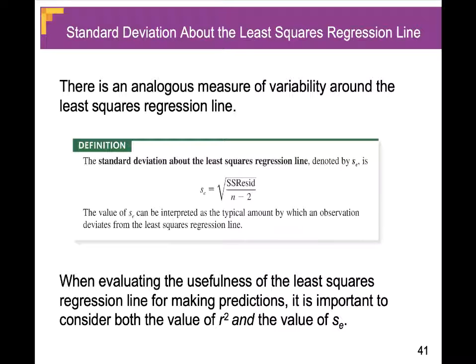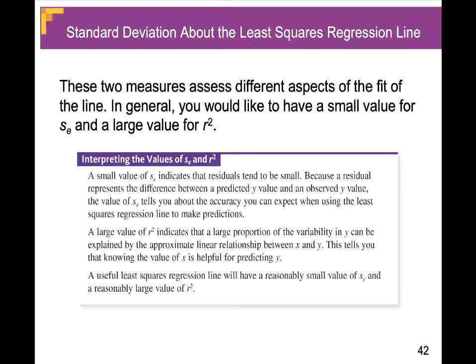But what I want you to take away is, even though you're not going to be calculating r squared by hand or the standard deviation or the standard error by hand, what you do need to be able to do is interpret what those values mean. So a small value of that standard deviation indicates that the residuals tend to be pretty small. Small variation, so the residuals won't be very big. That residual is the difference between a predicted y and an observed y.